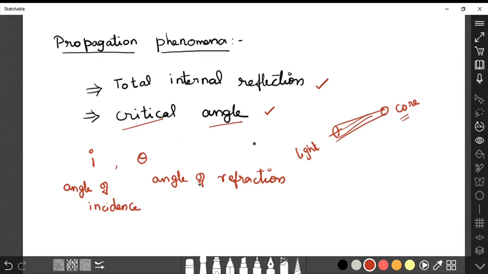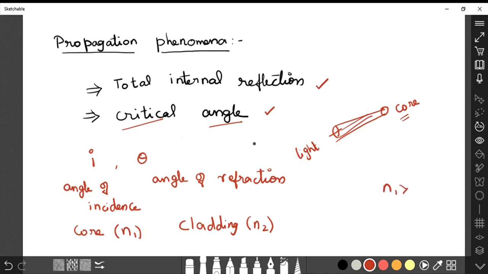So the angle of incidence takes place in one medium, that is the core medium, where its refractive index is N1, and the angle of refraction takes place in the cladding medium. So its refractive index is N2. And already I said the core is having the condition N1 greater than N2.